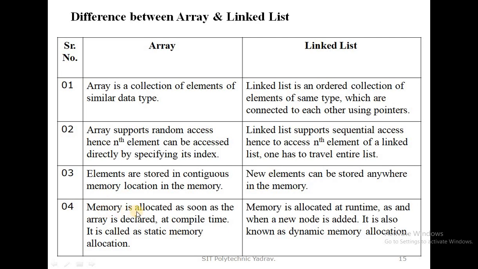Fourth difference: memory is allocated as soon as the array is declared, at compile time. It is called static memory allocation. In a linked list, memory is allocated at runtime when a new node is added. It is also known as dynamic memory allocation. So in an array, memory allocation happens when we compile the program, hence static. In a linked list, memory is allocated at runtime when a new node is added, hence dynamic.